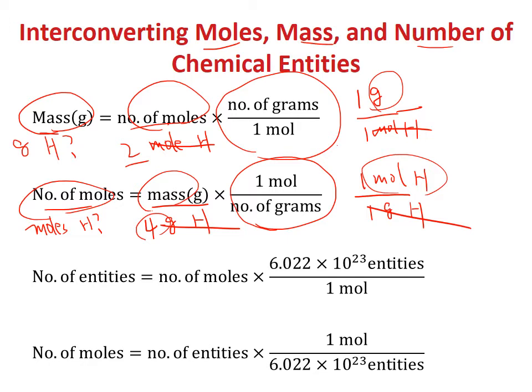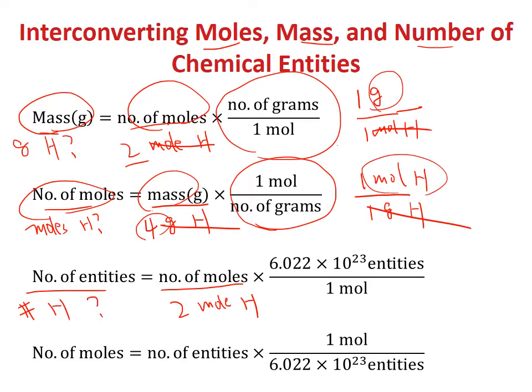Now, if we know the number of moles, how do we know how many entities? For example, 2 moles of hydrogen, how many hydrogen atoms? We know moles. How many hydrogen atoms?